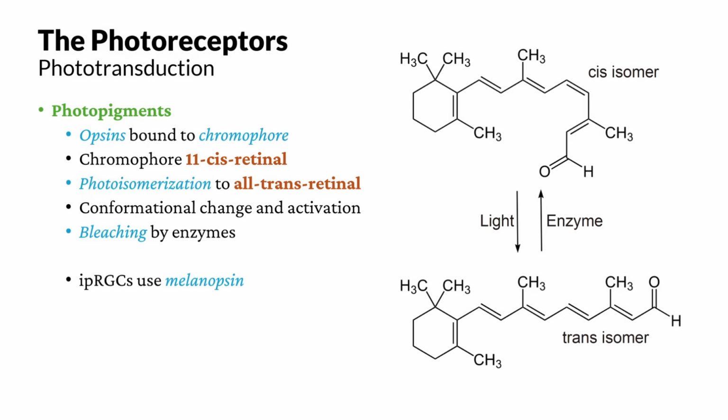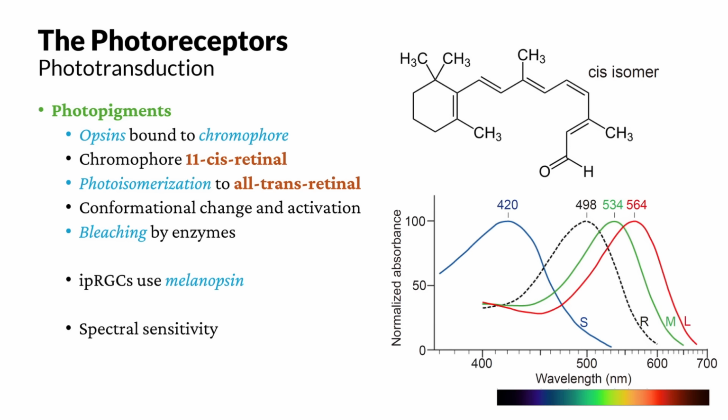iPRGCs also use opsins, but they use a different variety of opsin called melanopsin. Every opsin has a peak in the spectral sensitivity, meaning that it is most sensitive to a specific wavelength of light. L, M, and S cone cells have opsins that have different sensitivity: red, green, and blue. And as you can see in the dashed line here, the rhodopsin, which is used in rod cells, is somewhere between green and blue, which we talked about before. This causes the Purkinje shift.